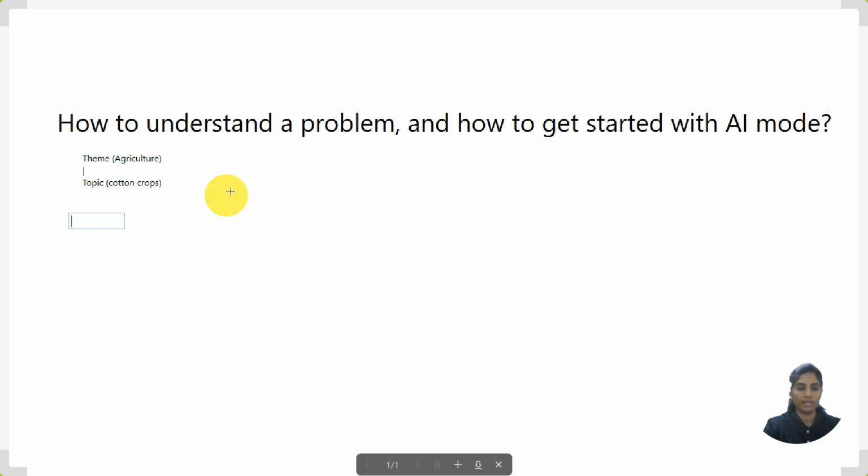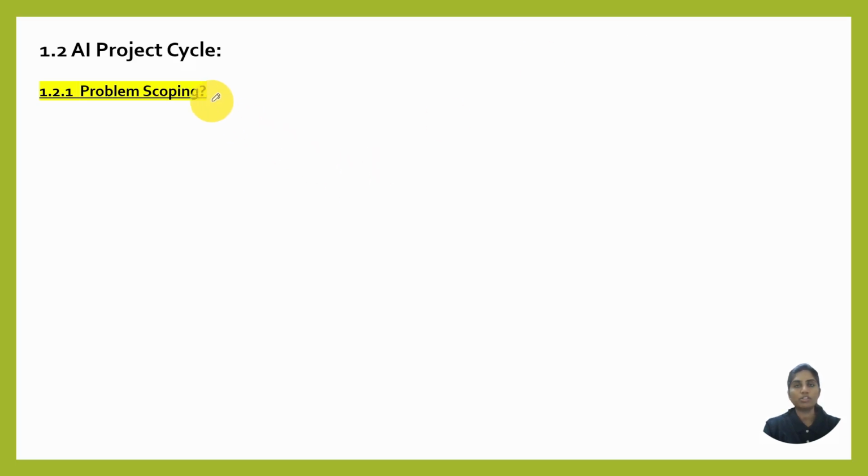And what are the four W's? That is another main thing. Okay, four W's. So what is that? One by one we are going to see today. So yeah, let's jump into the topic. What is problem scoping?